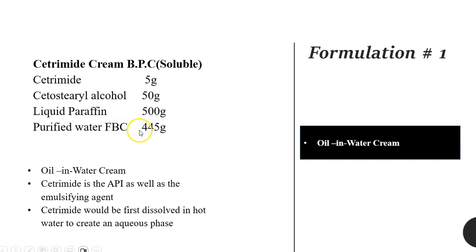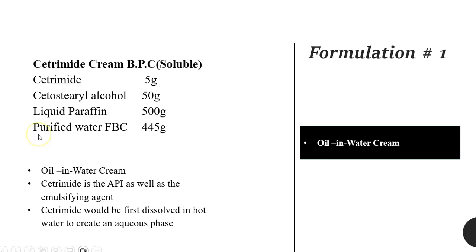grams water, FBC means freshly boiled and cool, but in the context of making cream, we know that is 60 degrees, 60 to 65 degrees, because this is the fusion method. So don't be disturbed by the FBC abbreviation here.